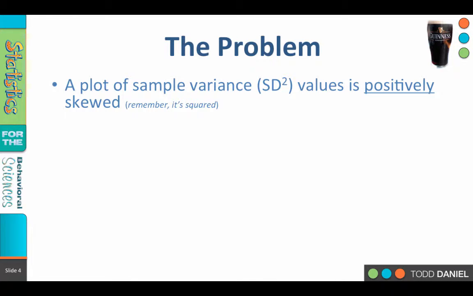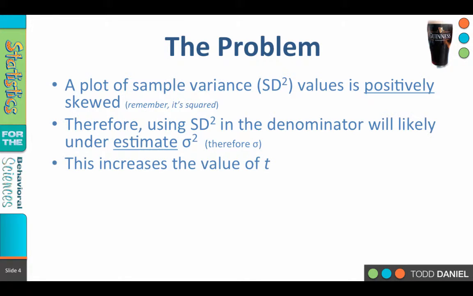If we were to go back to sample variances, the SD squared value, what we would find is that a distribution of those values is positively skewed. Now, why would these values be positively skewed? Well, because they're squared. So it's going to stack up the values on the lower end of the distribution, fewer values on the upper end. It's going to pull the tail out in the positive direction. So what this means to us is that if we use those positively skewed sample variance values in our formula, it will underestimate the value of the variance in the population. And this will increase the value of t in our formula.